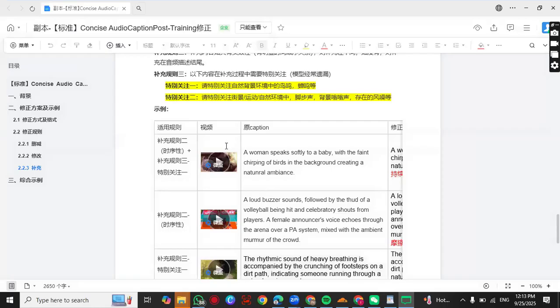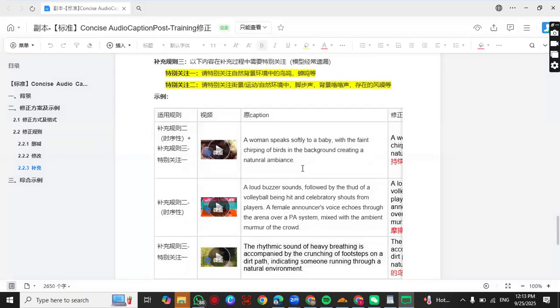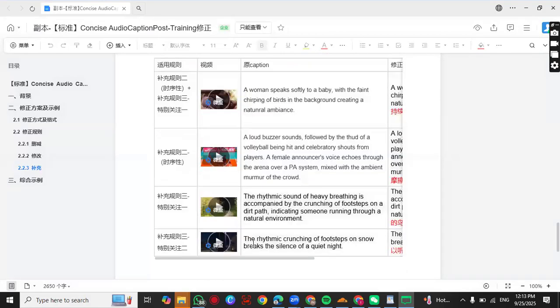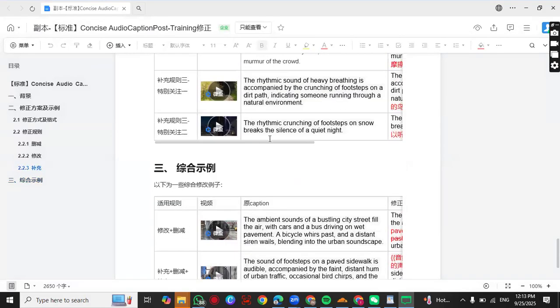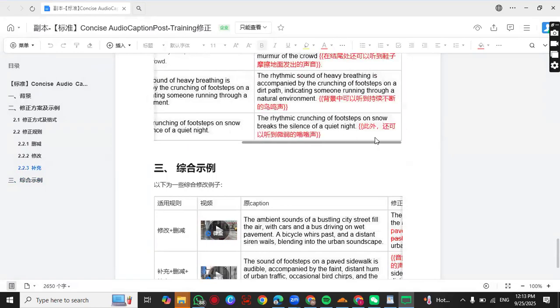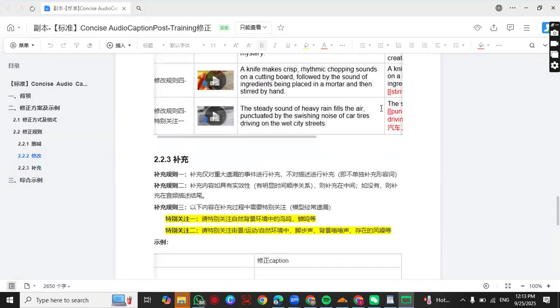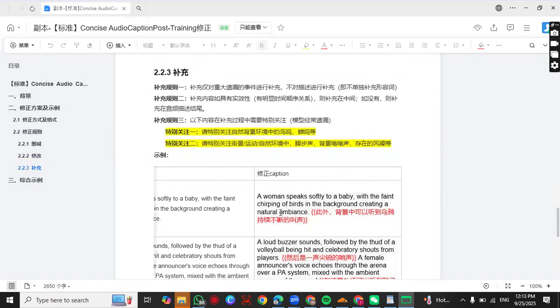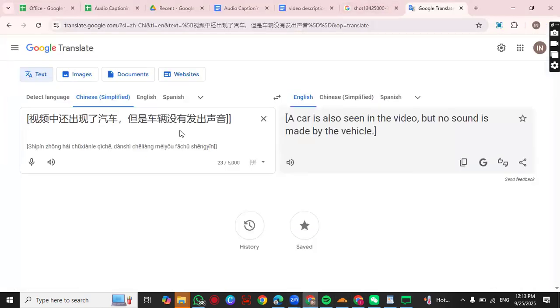So a woman speaks softly to a baby with the faint chirping of the birds in the background, creating a natural ambience. So let's see what they have written. So women speak softly to a baby with the faint chirping of the birds in the background, creating a natural ambience. And let's see what they have written.